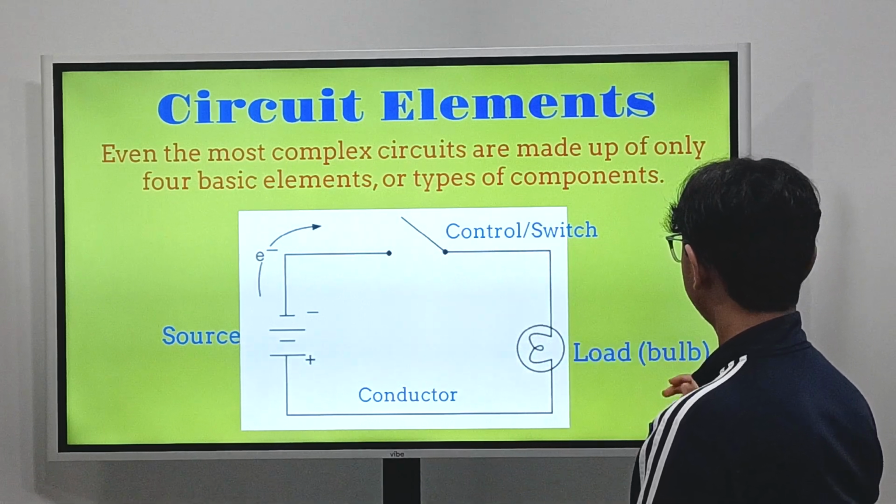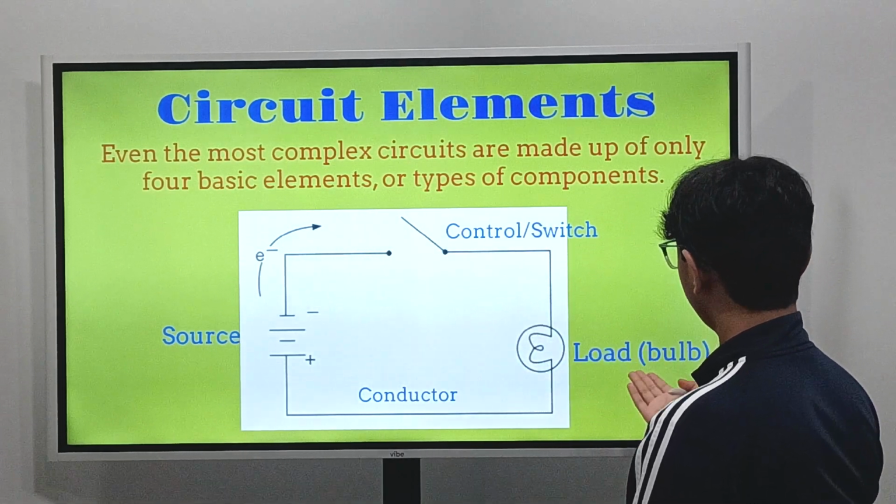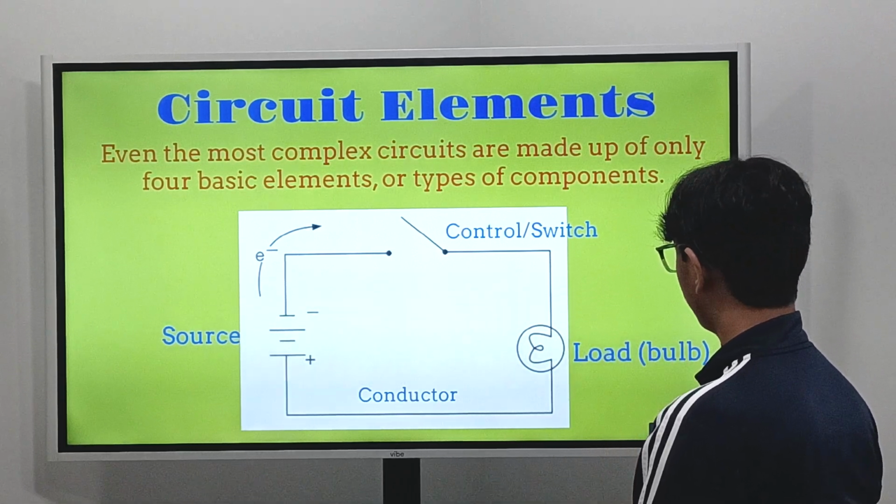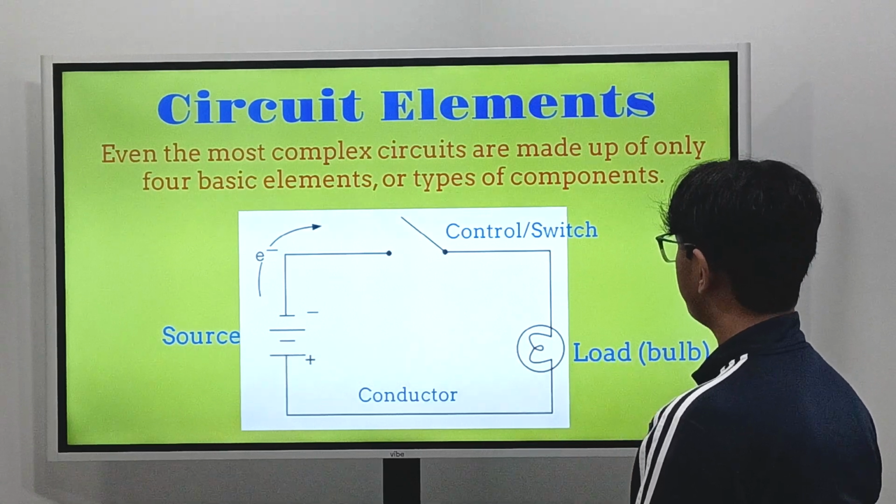And the fourth component is the load. In this case, we have a light bulb, but in other cases, you could have, for example, a toaster or a refrigerator or other types of components.